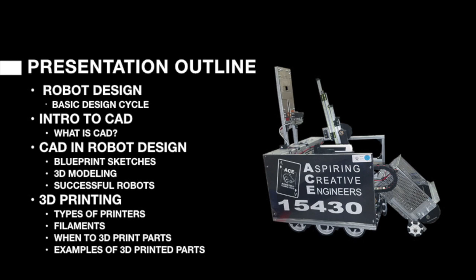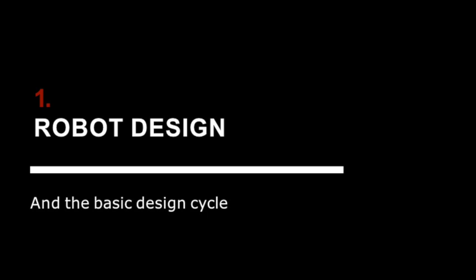This presentation will cover the robot design, which is the basic design cycle, what is CAD, which will basically give you an introduction to CAD and robot design, which includes blueprint sketches, 3D modeling, and successful robots that have used CAD, as well as 3D printing, types of 3D printers, filaments, where to buy 3D printers and when to 3D print parts, as well as examples of 3D printed parts. First, let's start off with the robot design and the basic design cycle.